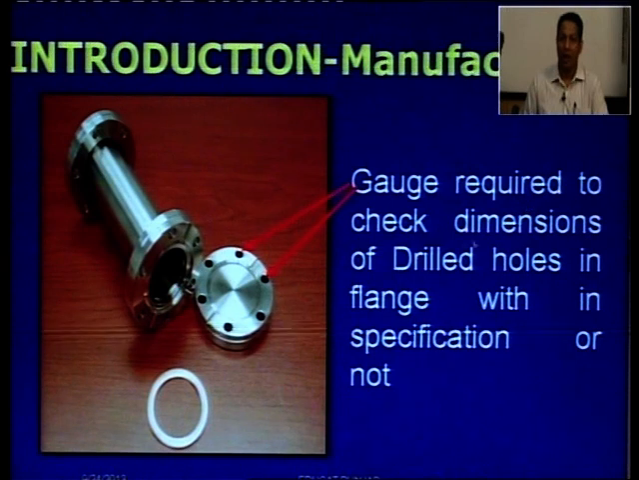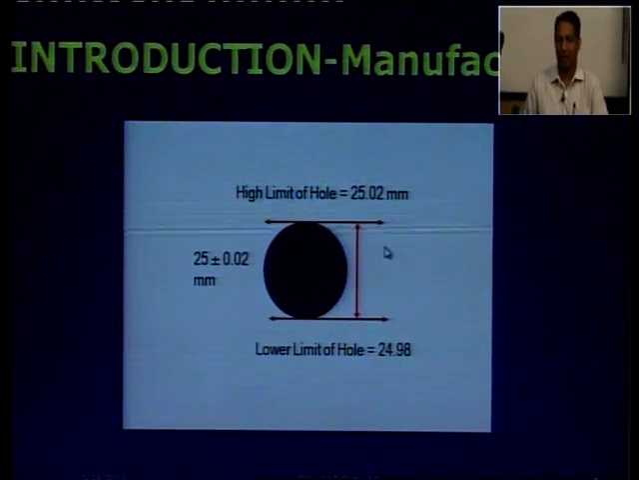So a gauge is required to check the dimensions of the drilled holes in this flange. Checking within specifications will tell us whether these holes are according to the drawing or not. Also other dimensions: what is the outer diameter of this flange, what is the inner diameter of this flange, and how do we check it? Naturally with some instrument, some equipment. That equipment is called gauges. For example, I have taken one example.